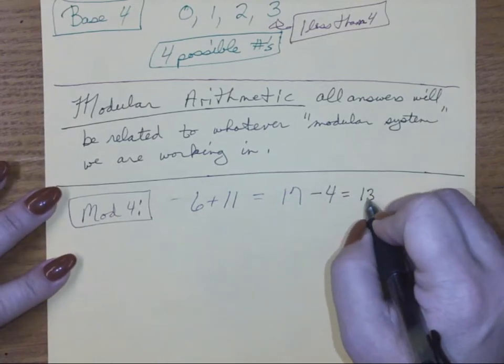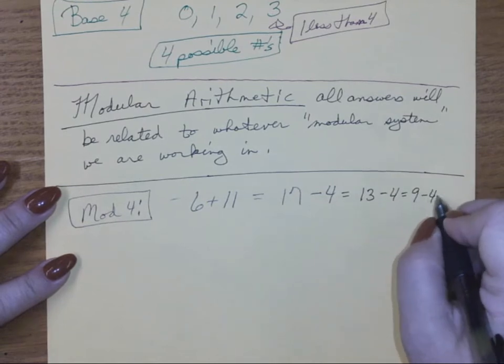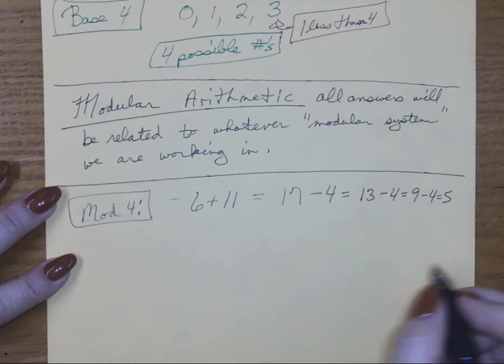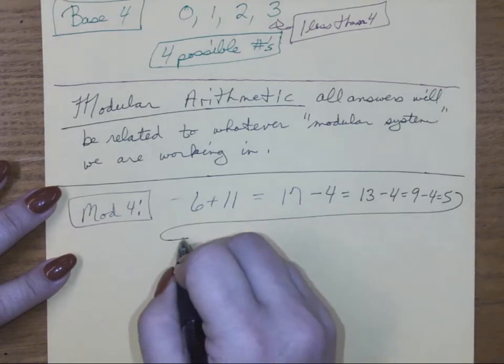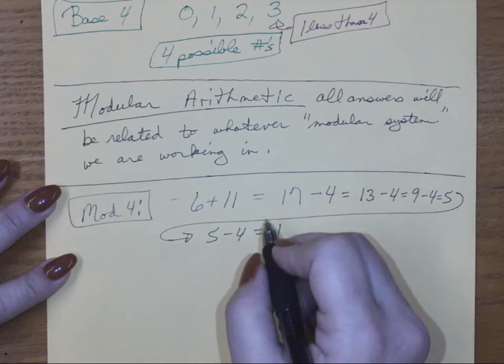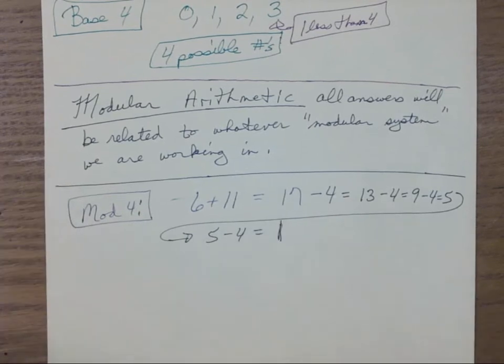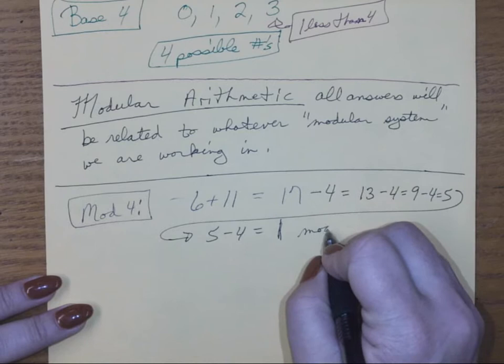Minus 4 would give me 13. Minus 4 would give me 9. Minus 4 would give me 5. I'm going to, sorry, I'm out of space. 5 minus 4 would give me a 1. Okay, so I'm going to suck out as many of those 4s as I can. And whenever I finish, I'm going to have a 1. And what am I going to write behind it? 1 mod 4.